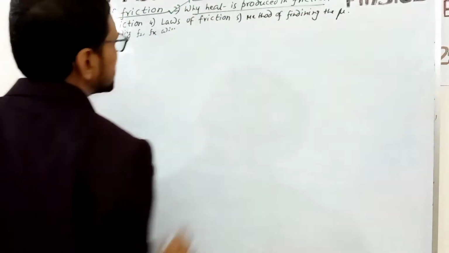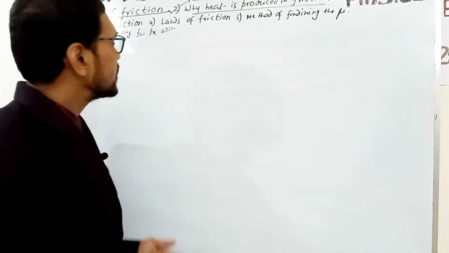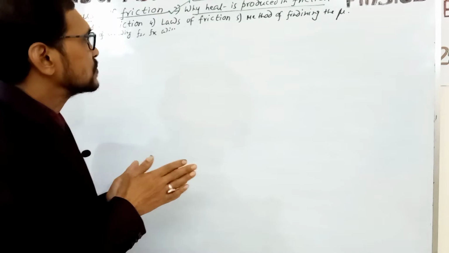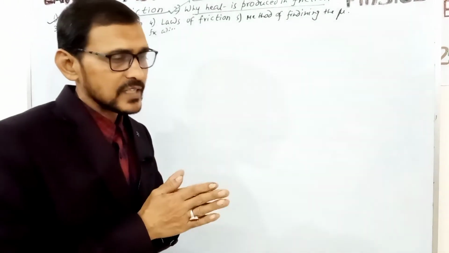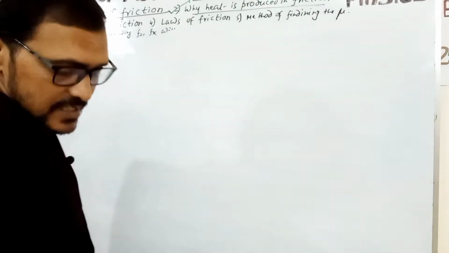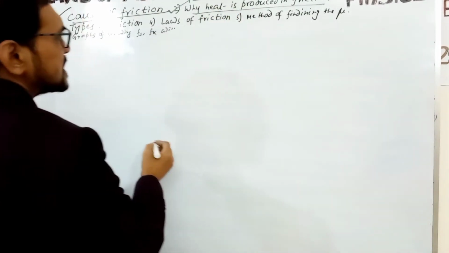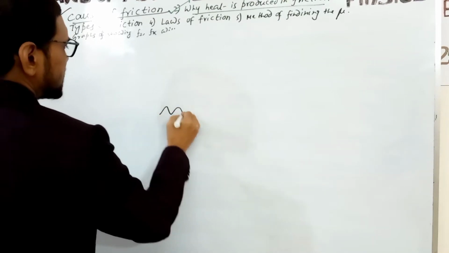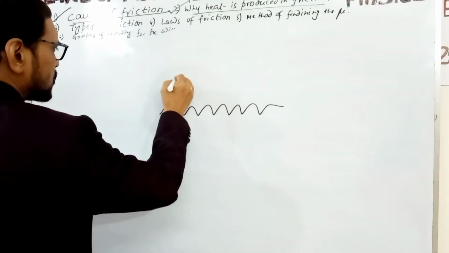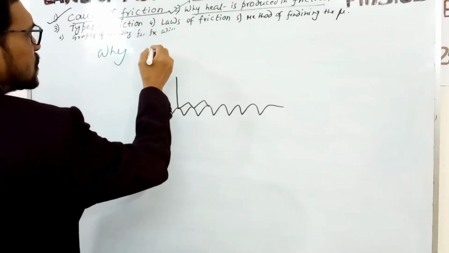Why is heat produced in friction? In class 9 and 10 we have studied that when two bodies rub with respect to each other, heat is produced. We have studied that work done is converted to heat energy. But here we study how heat is produced in friction. I am discussing why heat is produced during friction when one body is kept on another.